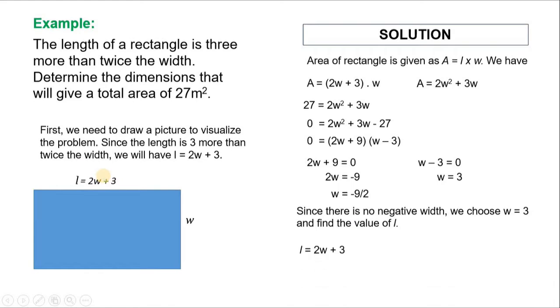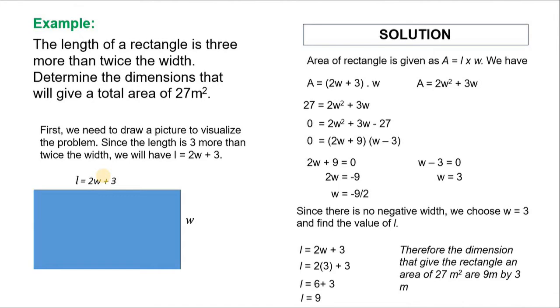So I have L equals 2W plus 3. So our W is 3. That's L equals 2 times 3, which is the value of the W plus 3. So 2 times 3 is 6, plus 3 is equal to 9. And therefore, the dimension that give the rectangle an area of 27 square meter are 9 meter by 3 meter. Okay? And that's our example number 1.